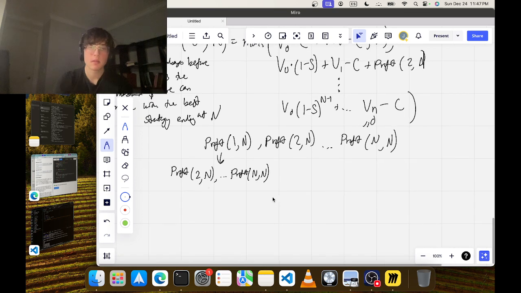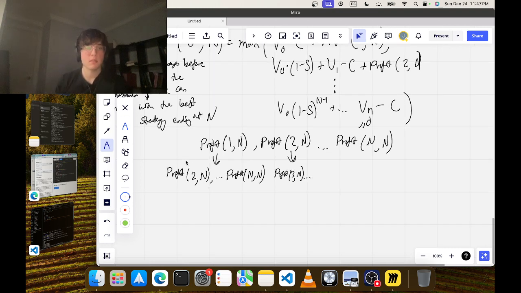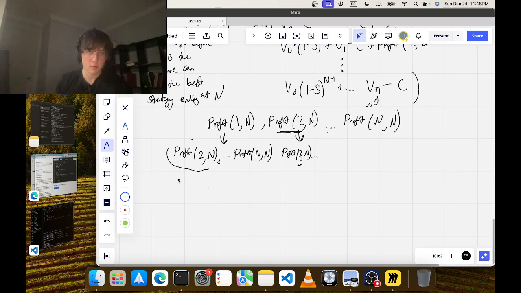And this profit 2 to n, how many profits do we need? We need profit 3 to n, dot, dot, dot. And the magic thing about this is that this profit 2 to n, we also need it here. And this profit 3 to n, we need it here and here. So how many profits do we actually end up needing to calculate?